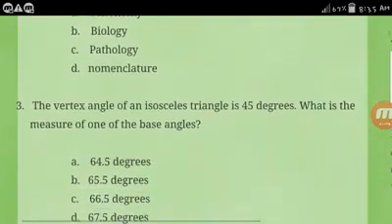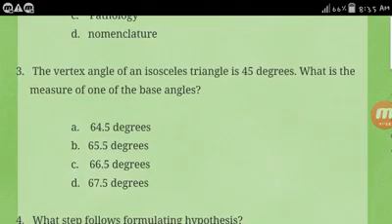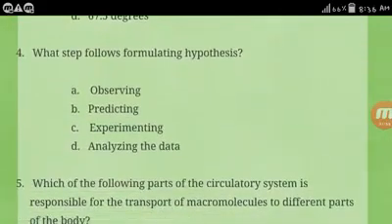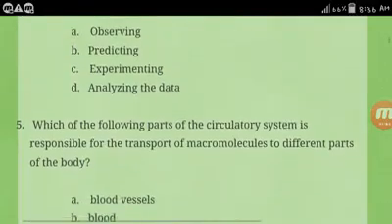Next, number 3, the vertex of an isosceles triangle is 45 degrees. What is the measure of one of the base angles? Take note of this: this is an isosceles triangle, and the non-congruent angle is 45 degrees. So that means 180 minus 45, that's 135. Now, 135 divided by 2 gives you 67.5. So one of the base angles of the isosceles triangle here is 67.5 degrees, letter D. Next one, what step follows formulating a hypothesis? The answer here is experimentation, of course, or experimenting, letter C.